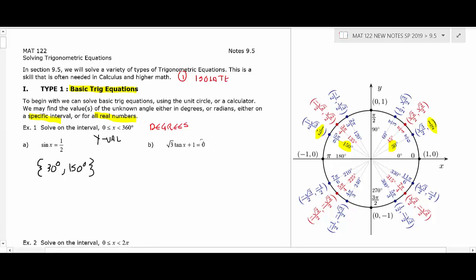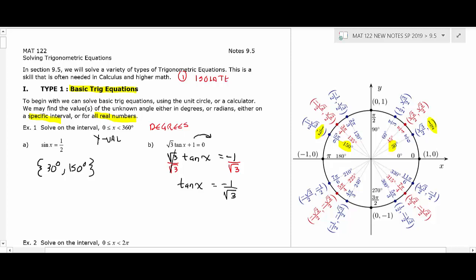The next one, we'll do the same thing. First of all, we need to isolate the tangent, so I'm going to subtract 1 from both sides. You would get square root of 3 tangent x equals -1. Then I would want to divide both sides by square root of 3, so I will have the tangent function isolated now.